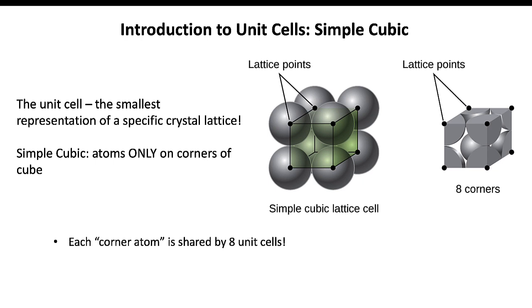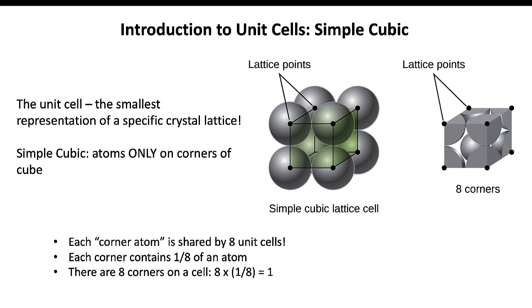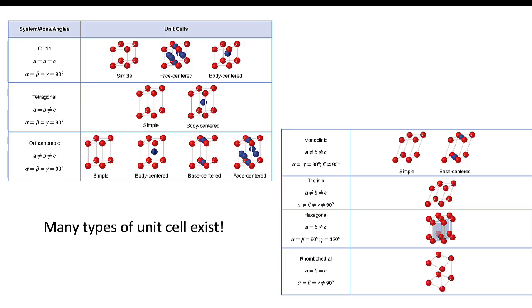Each corner atom is actually shared by 8 unit cells, and as such we only have an eighth of an atom within this specific unit cell. However, there's one of these atoms on every single corner of this unit cell, and therefore there are 8 eighths of atoms that belong to this unit cell. That's 8 times 1/8, which means that there is one atom belonging to the simple cubic unit cell.